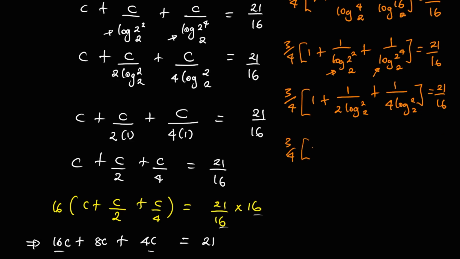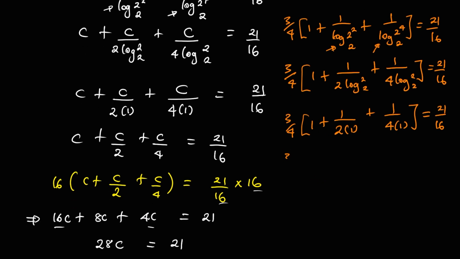and we'll have 3 over 4 into 1 plus 1 divided by 2, and from the identity rule, log of 2 base 2 is the same as 1, so we have 1 here plus 1 divided by 4, the same applies to this, we have a 1 here, and this should be equal to 21 divided by 16. This becomes 3 over 4 into 1 plus 1 over 2 plus a quarter, and this should equal 21 over 16.